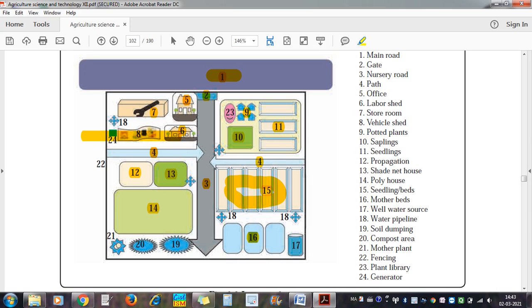Then this number 16 is a mother bed. Then at 17, here it is a water resource, a well or any other water resource that may be available. Then here number 18 is a water pipeline, through which water is brought to this bed. Here also, water is brought.